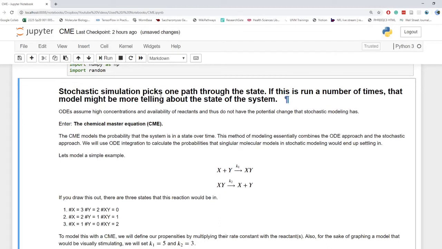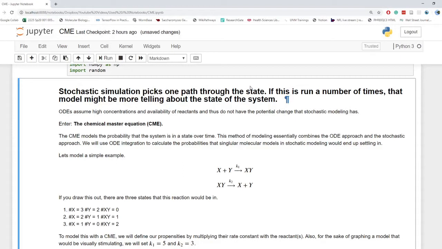So stochastic simulation picks one path through the states, like we showed in that video. It picked one path and just multiplied the probability that it would take that path from the previous state to go on to the next state, and then multiplied the probability that it would enter another fork in the road and then enter that state, over and over again. This is going to be different than that. But if the stochastic simulation is run a number of times, that model might be more telling about the state of the system at a certain time.